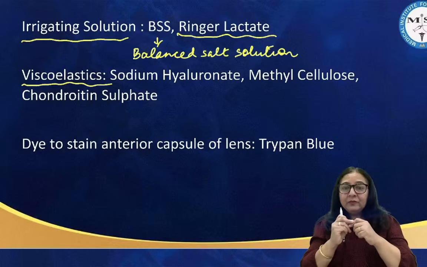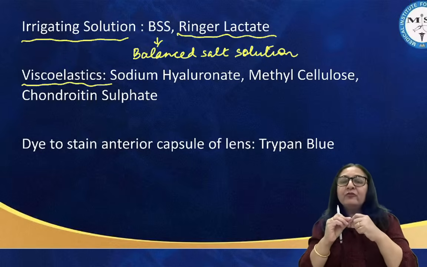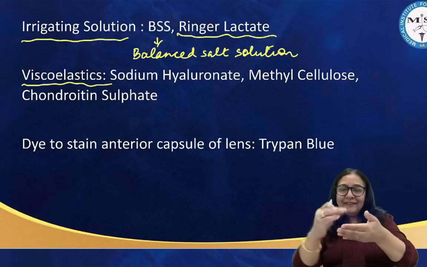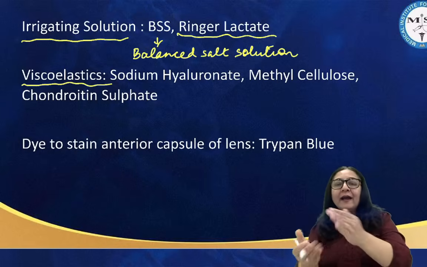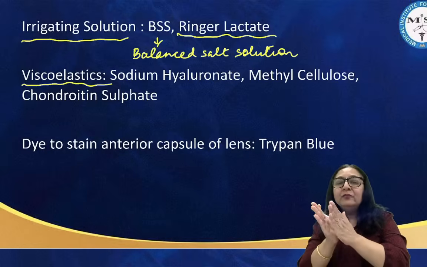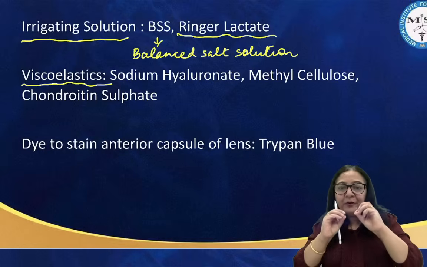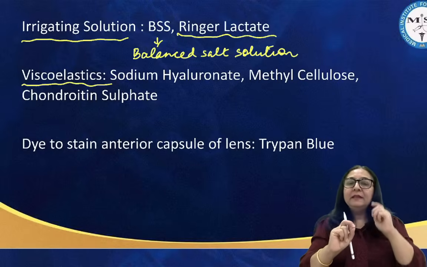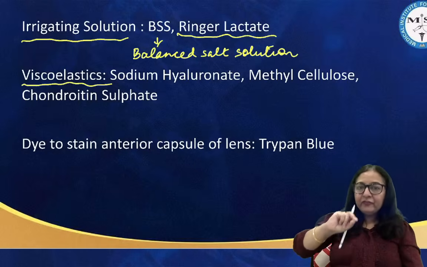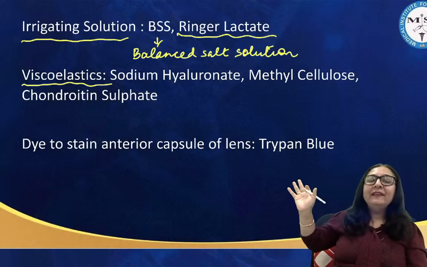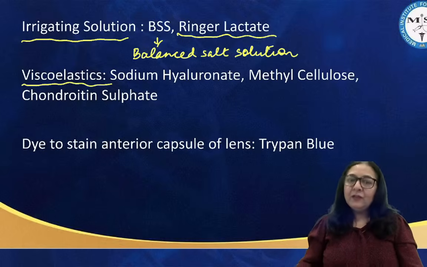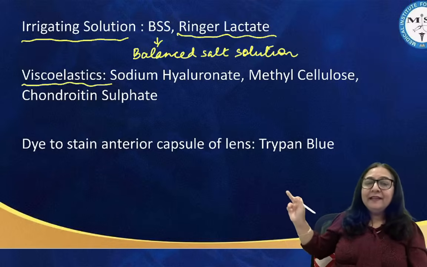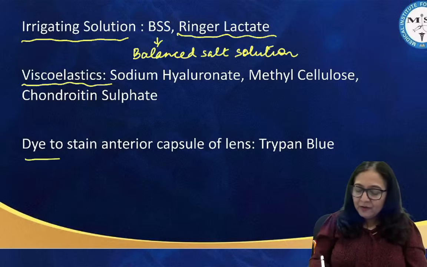The importance of the viscoelastic is, number one, of course, to protect the corneal endothelium, and then to assist during the surgery. When you make an incision, the aqueous comes out, right? When the aqueous comes out, the anterior chamber will collapse. So to maintain the anterior chamber, you put these viscoelastic substances which stay. During the capsulotomy and the insertion of the intraocular lens, you are filling the anterior chamber with viscoelastics. Once the surgery is completed, they are washed away. Then the dye to stain the anterior capsule of the lens, we said, is Trypan blue.